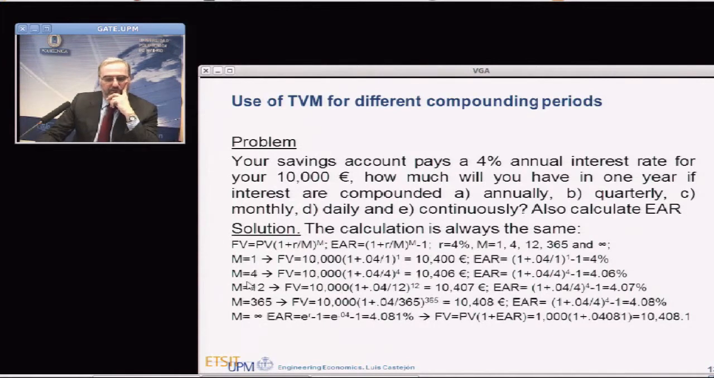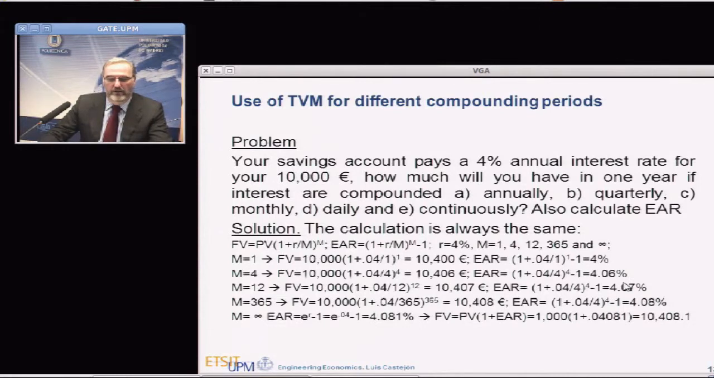So for the case, for example, of monthly payment, the future value is the present value, 10,000 euros, times 1 plus, and then what is the monthly rate? You have to be consequent with the time period you are using. So if we are using compounded monthly, we have to use the nominal annual one divided by the number of periods in 1 year, which is 12 for monthly, and then to the 12 power. And then the future value is 10,407.